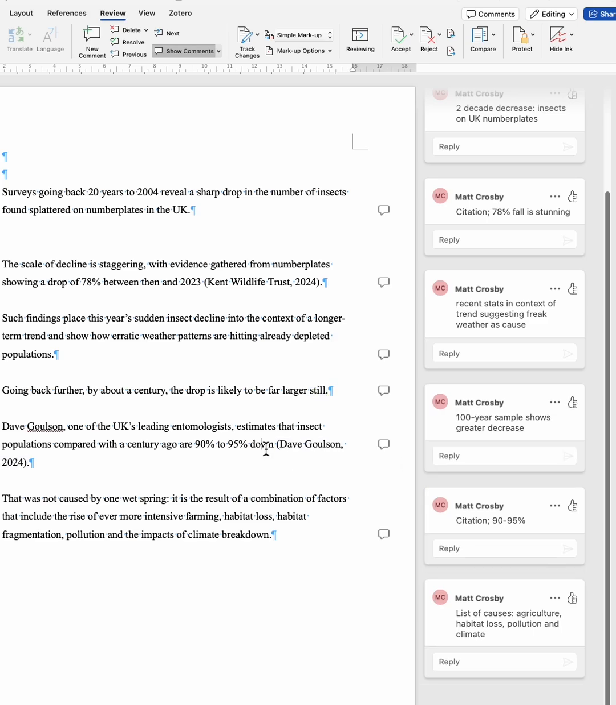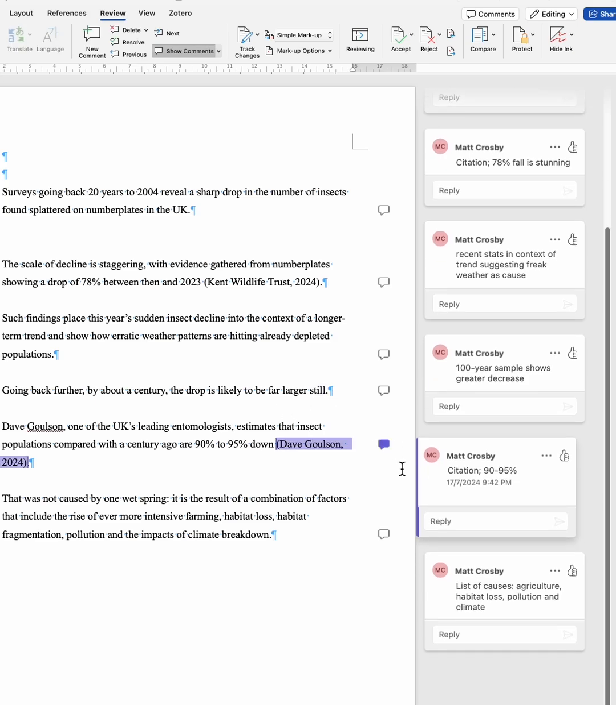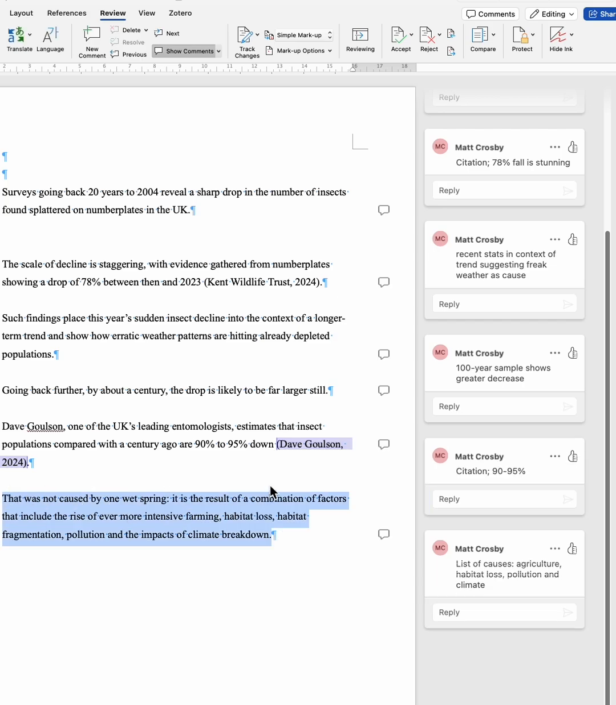That's pretty simple. Dave Goulson, one of the UK's leading entomologists, estimates that insect populations compared with a century ago are 90 to 95% down. That's a pretty incredible statistic, by the way. Okay, so really all I need here is the citation, there's a citation there, and the statistic. And so then this last sentence is giving us a list of causes.